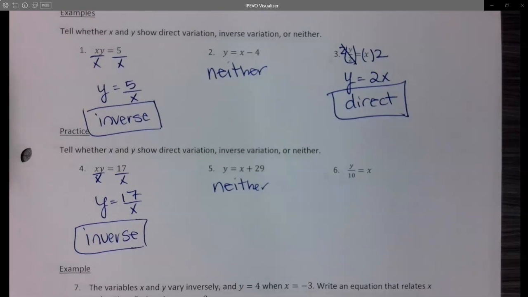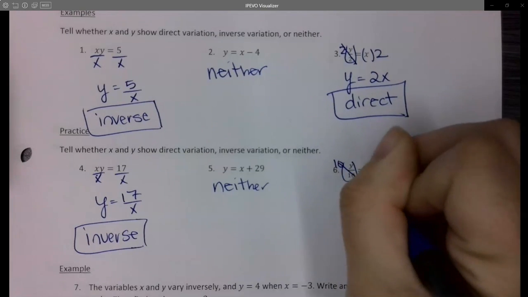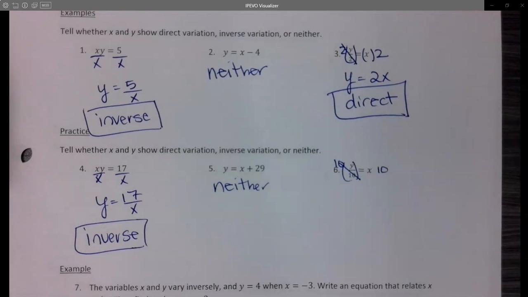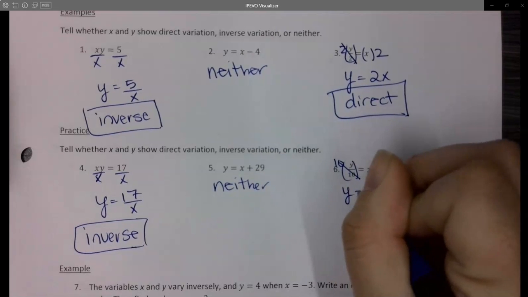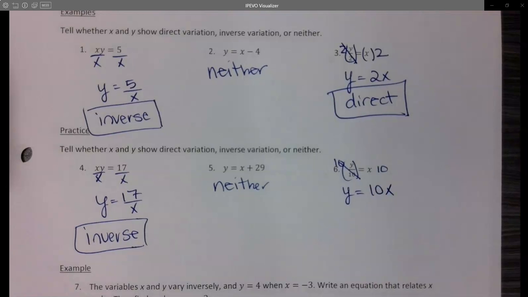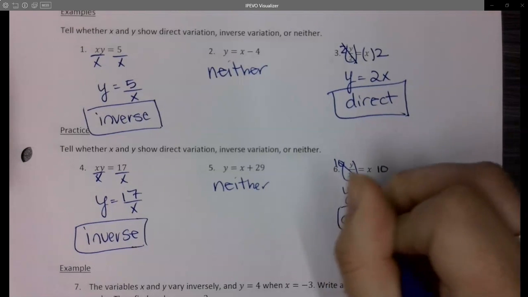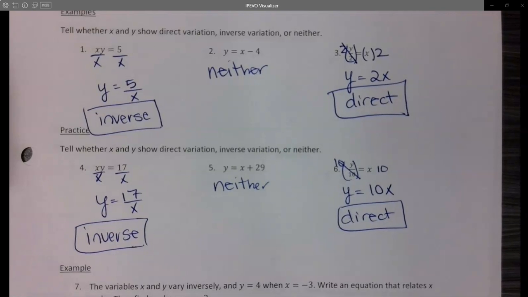And then the last one I want to multiply both sides by 10. So it cancels out on the left, which gets me y equals 10x. So this one is direct. So questions there.